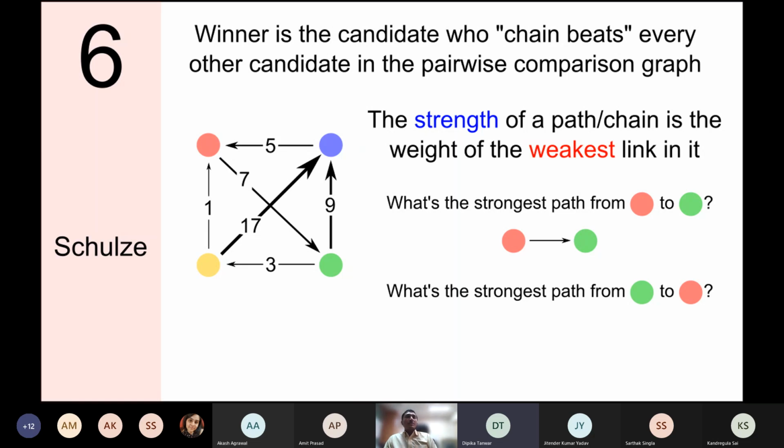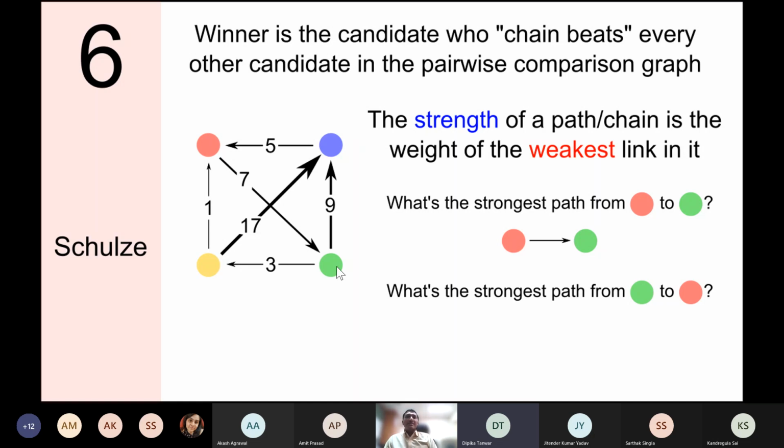There's another path, though. This is not the only path. There's another path, green to yellow to red, right? But it has a strength of only 1. So it can't be the strongest path. And of course, we can't go directly because that's a -7, right? There's yet another path. What did I miss here? Green to yellow to blue to red.